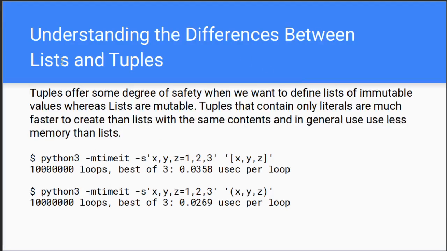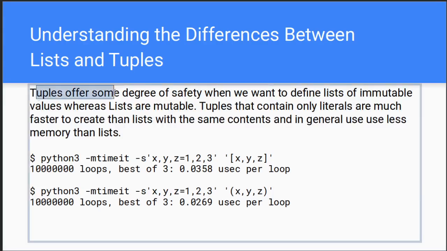So what's the difference between lists and tuples? Tuples offer some degree of safety. If we know that something doesn't need to change, then we can eliminate the risk of it accidentally changing, or perhaps a function changing it if we pass it as an argument. And if tuples containing only literals are used, they're much faster to create than lists with the same arguments.